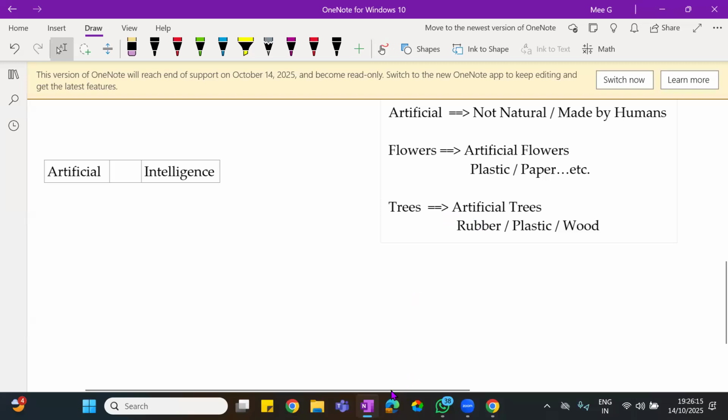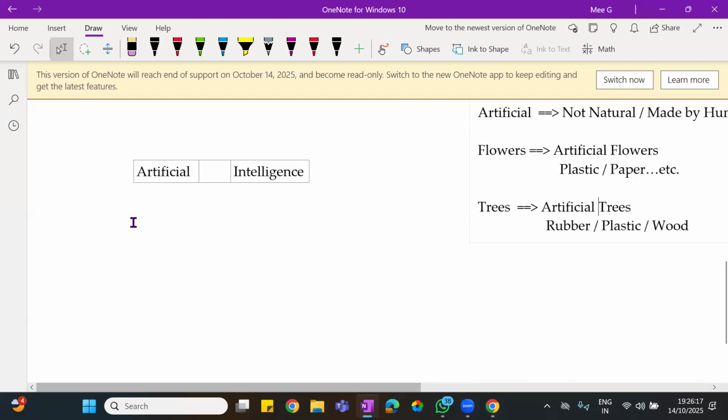What is the meaning of artificial? Now, let's take it over here. Artificial intelligence means the intelligence which is created by humans. In simple terms, it is man-made or human-made intelligence. Okay, we call it human-made intelligence.